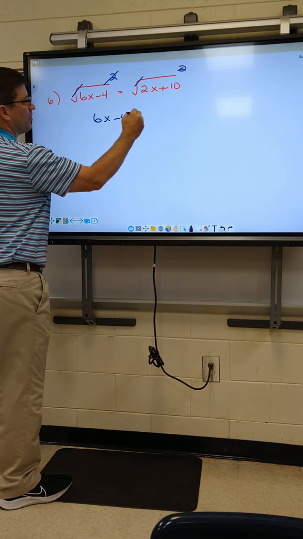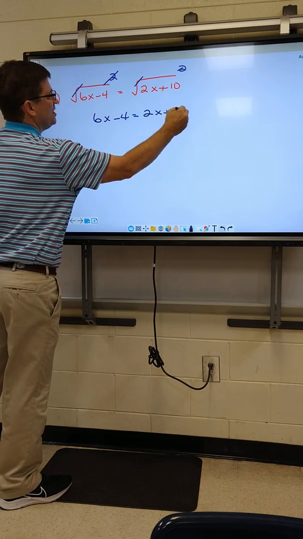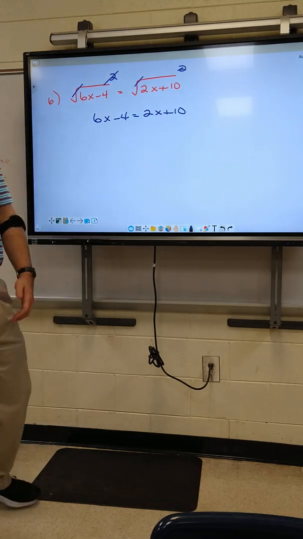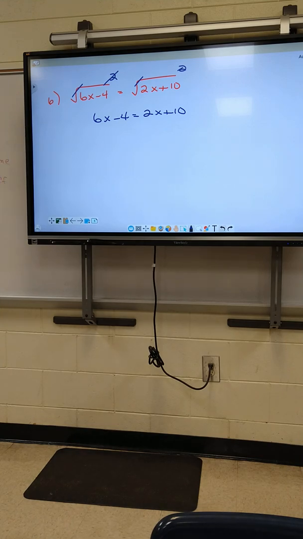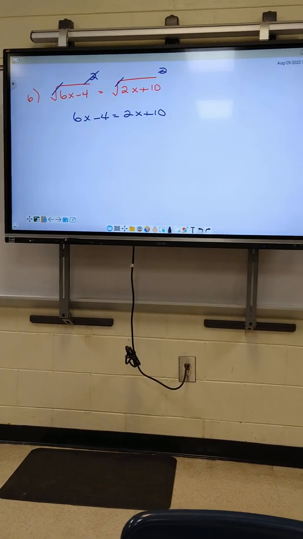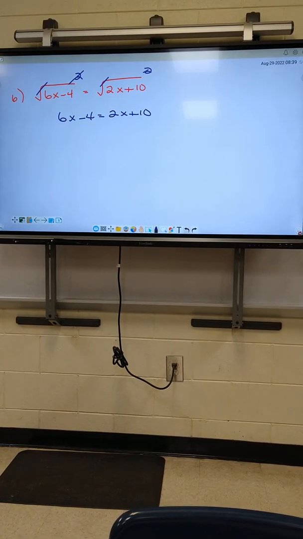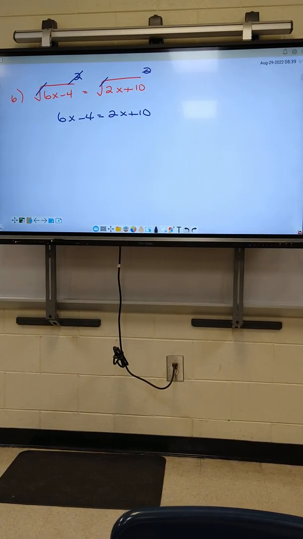6x minus 4 equals 2x plus 10. All right, now from here, just do your like terms. Get your x's on the left side of the equal sign, numbers on the right. Work it out, get an answer. I promise you, 6, 7, 8, and 9 are all going to be this easy on the test Thursday. The only one we're going to have to work on is number 10.